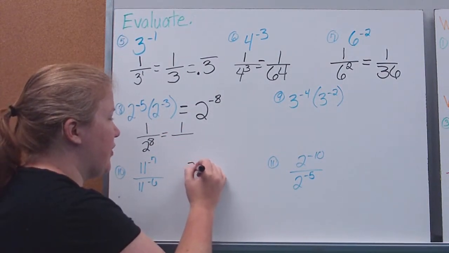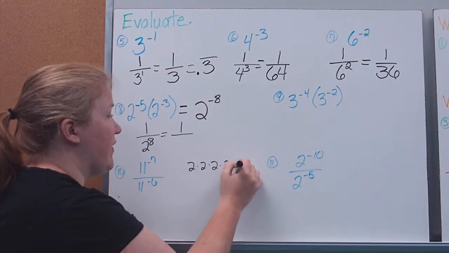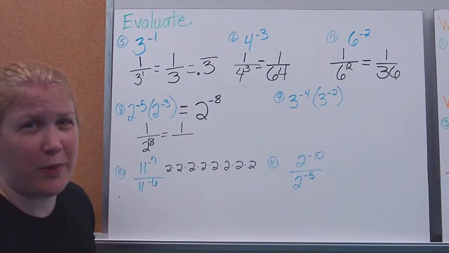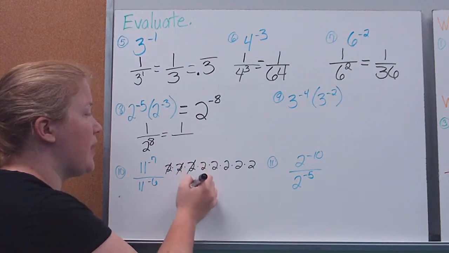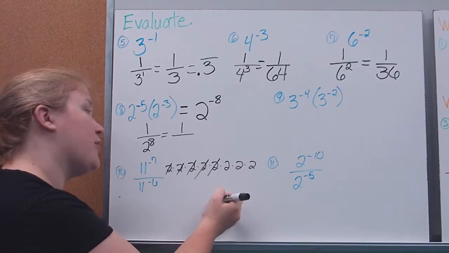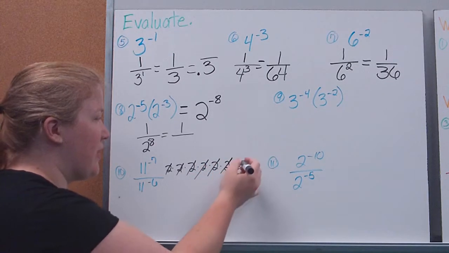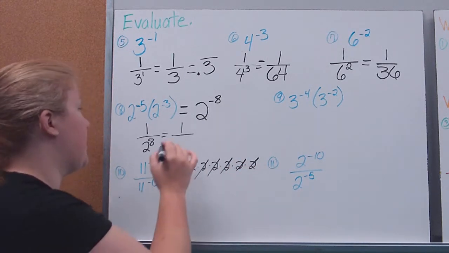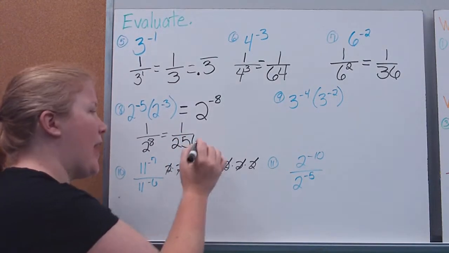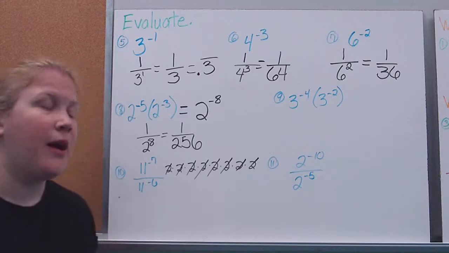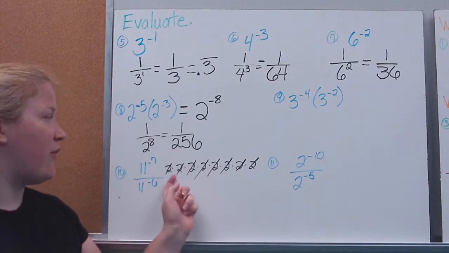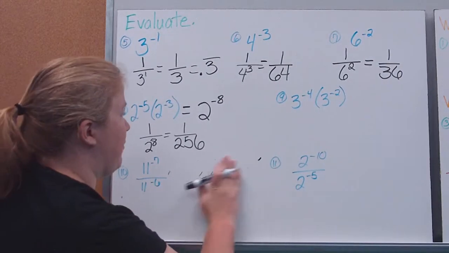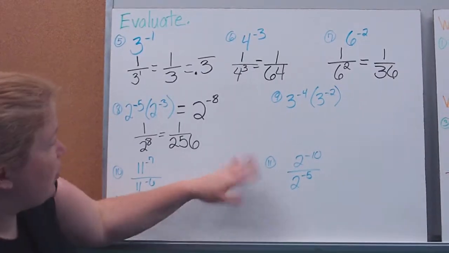And here, what I like to do is write out my 2's and then cross them off as I go. 6, 7, 8. Because 2's are pretty easy to multiply, so you can do this in your head. So 2 times 2 is 4, times 2 is 8, times 2 is 16, times 2 is 32, times 2 is 64, 128, and 256. And if you can't do that in your head, it's okay. You can do it on paper. But 2's are pretty easy. It's pretty easy to double things. So I just write them out and cross them off as I go. So it would be 1/256.